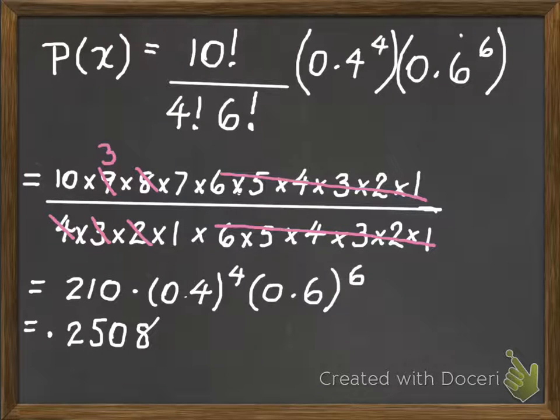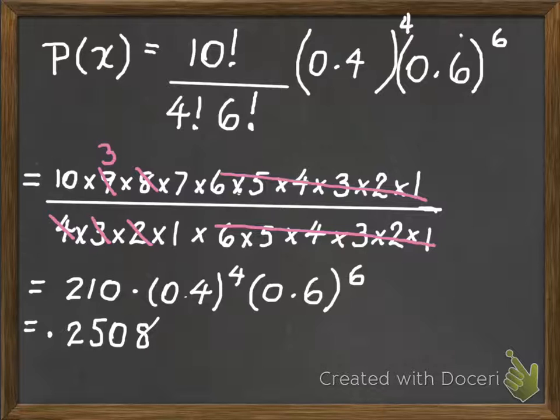And now I'm going to compute the part with the factorials, the 10 factorial divided by 4 factorial times 6 factorial. And I'm going to do this using a simple calculator, not a calculator with a factorial function. I'm leaving my 0.4 to the power of 4 and 0.6 to the power of 6 as they are for accuracy.